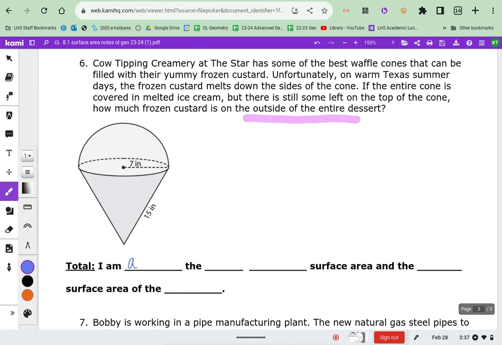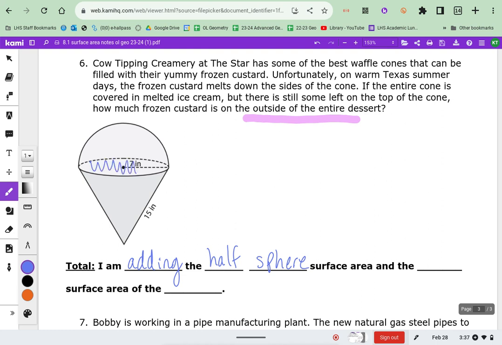So we are going to be adding the half sphere surface area. And do we want the total surface area of the cone or the lateral surface area of the cone? Total, because you're trying to find the drip down.